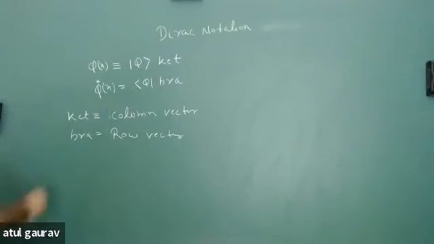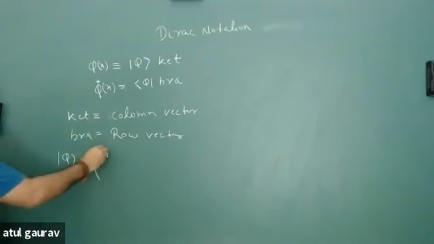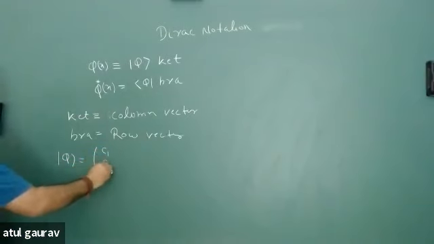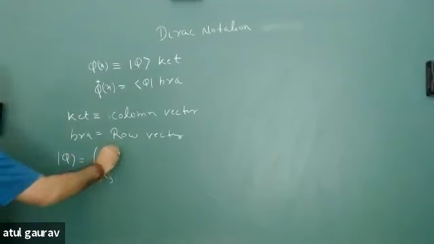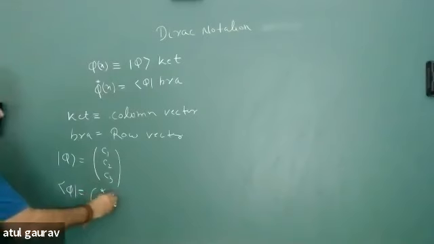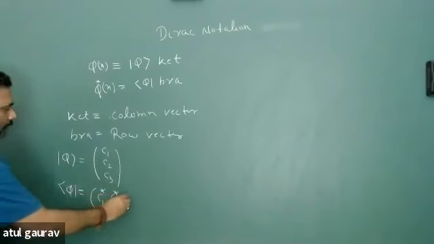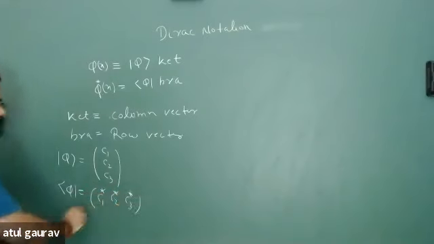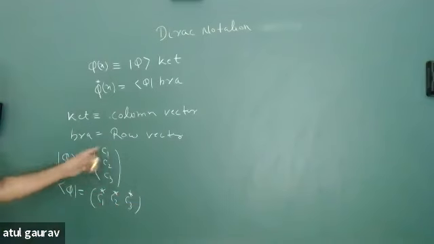What is the meaning of that? If I am writing phi ket as a column vector, let's say this is C1, C2, C3, then the phi bra will be C1 star, C2 star, C3 star. You just take the complex conjugate of this, and the column will be converted into a bra.